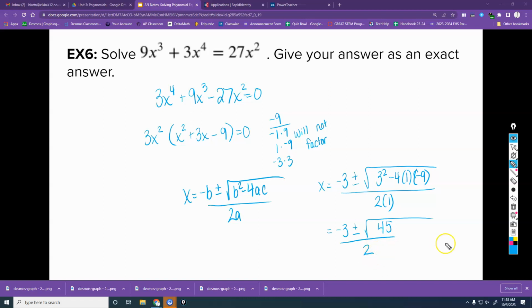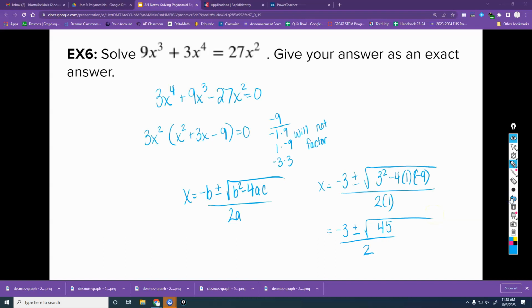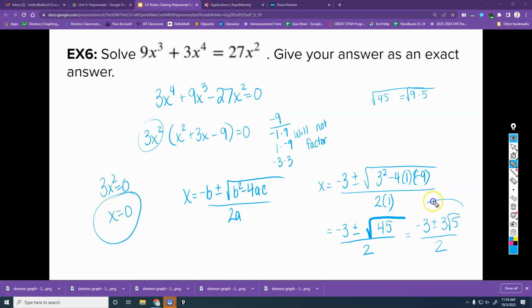And so the way you're going to see the answer left on this, probably, 45 will break down. The square root of 45 can be the square root of 9 times 5. So that could be written like this, negative 3 plus or minus 3 square root of 5 over 2. Now you would still also have that greatest common factor, 3x squared equal to 0, so you get x equals 0. So x equals 0, and then here's your other 2. A lot of times you see the answer left like that on some of these.